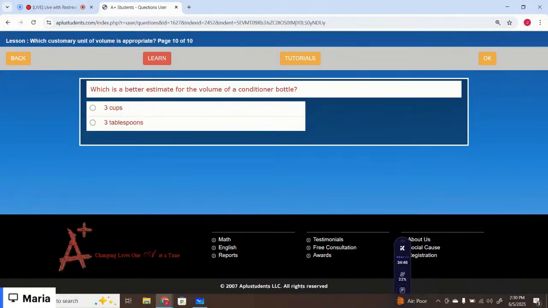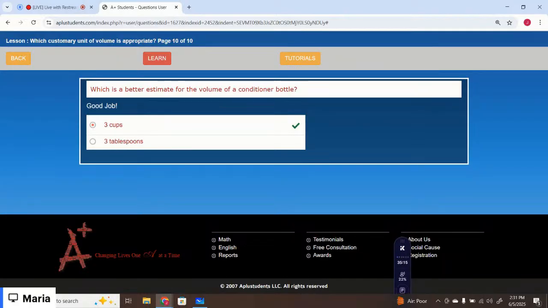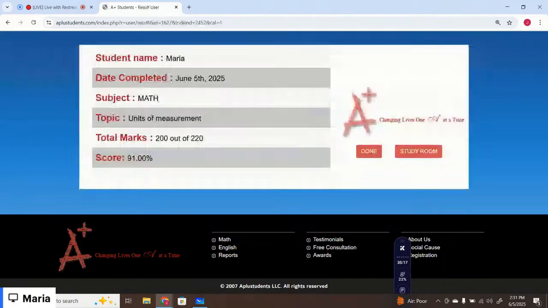Which is a better estimate for the volume of a conditioner bottle? The conditioner bottle would be 3 cups. Option number one is the correct option. Okay, we are done with the lesson.